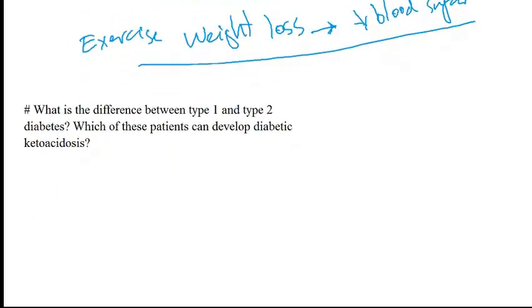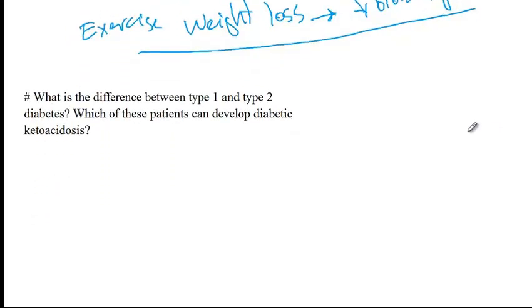Now the next question is, what's the difference between type 1 and type 2 diabetes? We've already discussed. With type 1, there is autoimmune destruction of the beta cells that are producing insulin. So there is no insulin production.